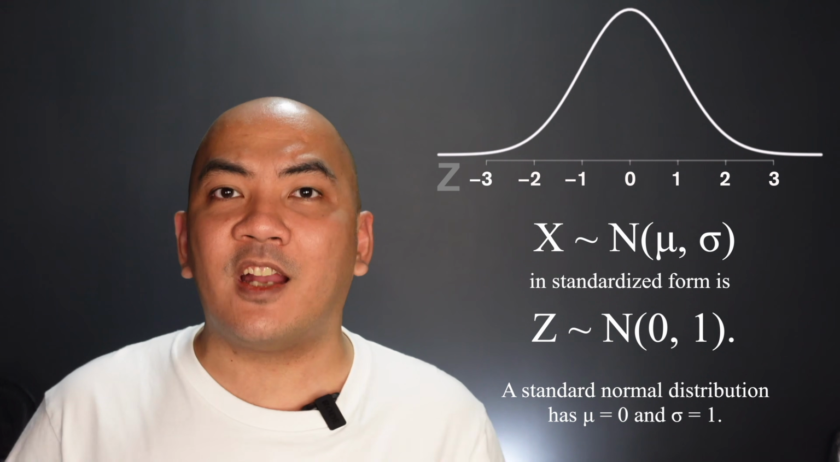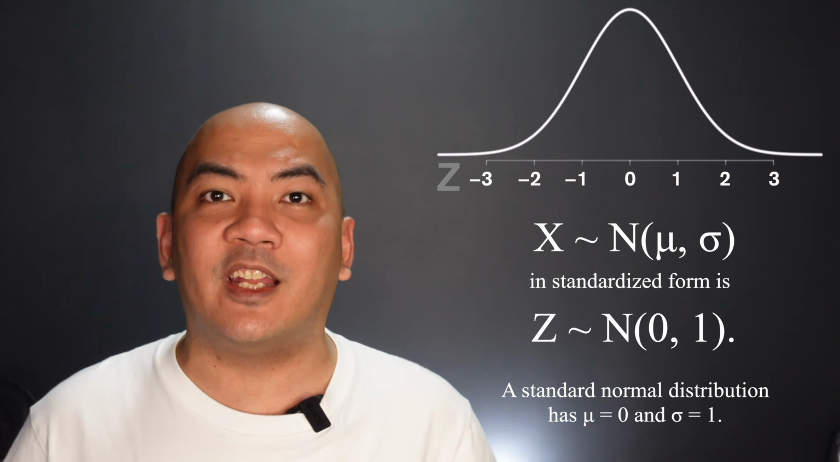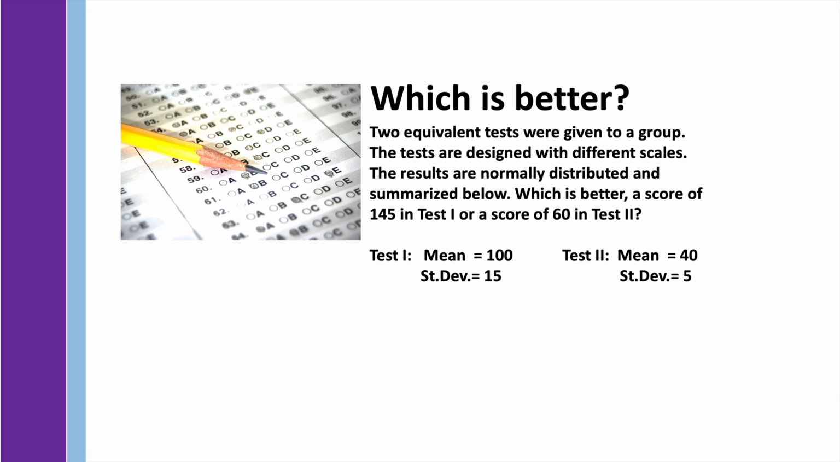Thus, any random variable x, as long as it is normally distributed, may be represented by a standard normal distribution. Two equivalent tests were given to a group. The tests are designed with different scales. The results are normally distributed and summarized below. Which is better, a score of 145 in test 1 or a score of 60 in test 2? Given that the mean of test 1 is 100 and standard deviation of 15, and the mean score in test 2 is 40 and standard deviation of 5.